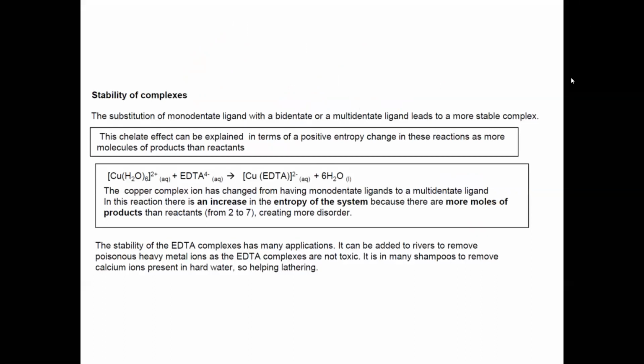Then the stability of the complex, the substitution of monodentate. Mono means one and dent is for the teeth. So if a ligand can form a bond from one side, we call it monodentate. If it can form a bond with two sides, we call it bidentate. And multi or polydentate means it can form bonds from more than two sides. So the substitution of monodentate with bidentate or with multidentate ligands leads to a more stable complex.